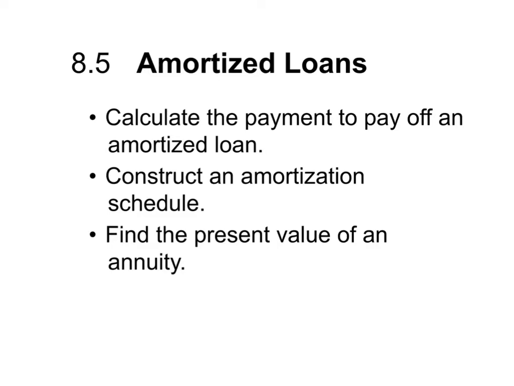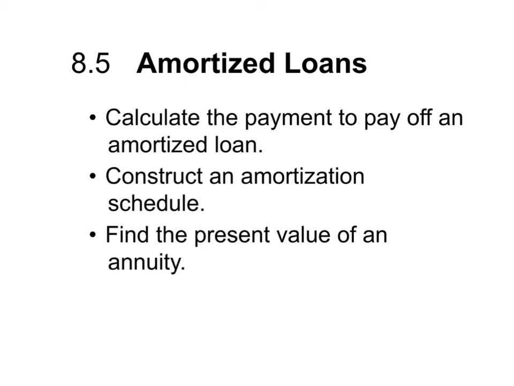Hi everyone. In this video, we're going to go through section 8.5 titled Amortized Loans. Including learning what that word means, in this section we're going to find payments to pay off an amortized loan. We're going to construct what is called an amortization schedule, find the present value of an annuity. Annuities you should recall from the last section.